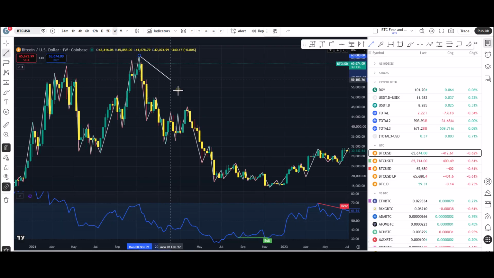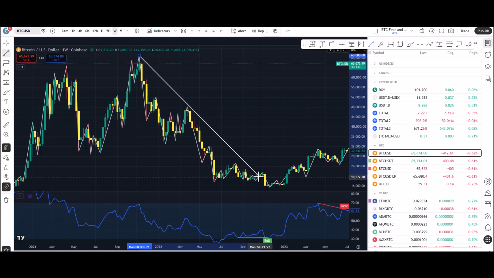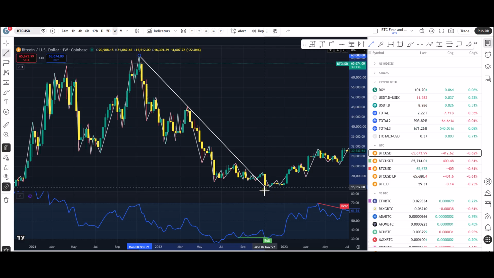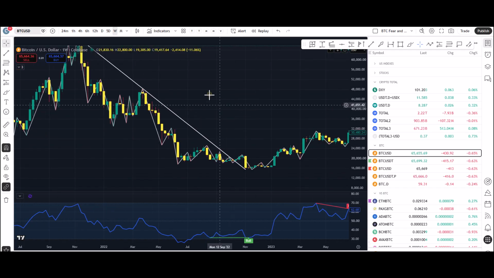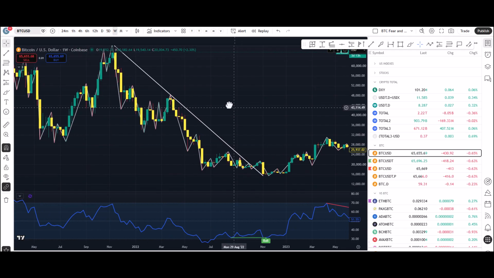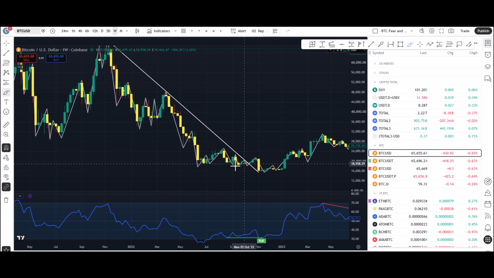This was when we were going through the bear market from 2021 to 2022. I remember this very vividly. I had the trend line coming down like this. This was when I believed a lot more in diagonal trend lines. I don't use it as much anymore, but it did help me.